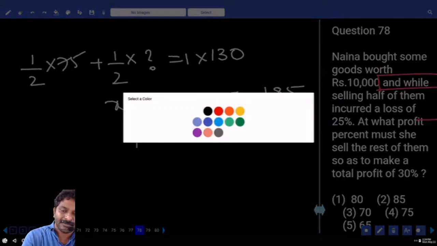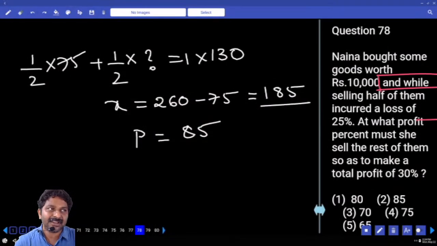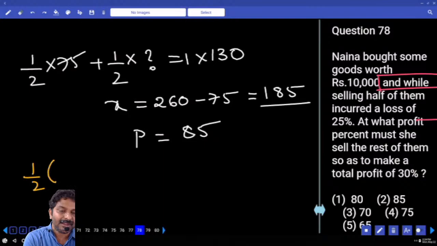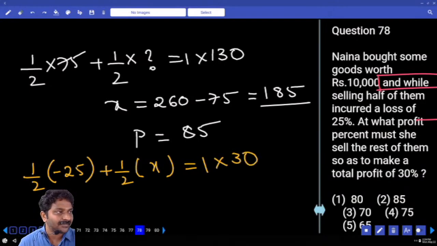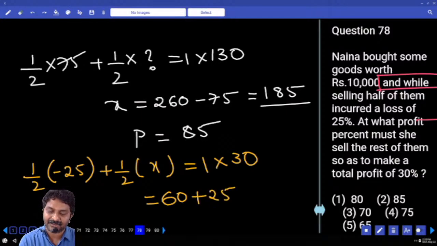The other way, you need to be careful with positive and negative. If it is loss, negative. If it is profit, positive. Half is sold out at a loss of 25 percentage, minus 25. The remaining half we need to sell. Overall, one item, profit 30. Left hand side, denominator 2 taken common, goes to the right hand side, becomes 60. Left hand side minus 25 goes to the other side, becomes plus 25. X is equal to direct 85%, which is profit.